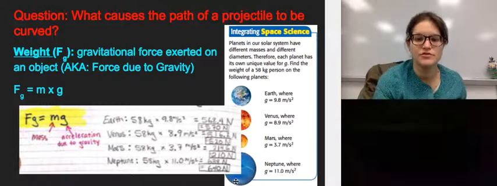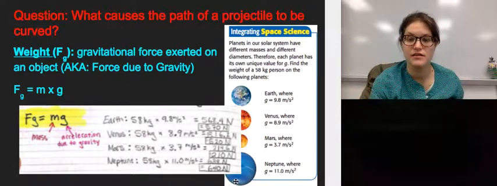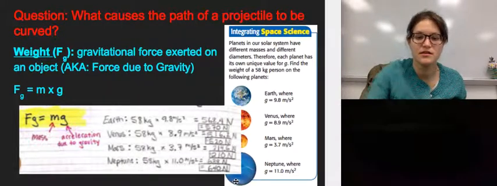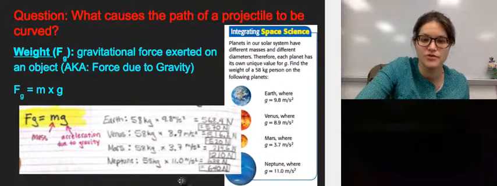So did your predictions work out? Did the one that you thought was going to have the biggest weight actually turn out to be the biggest weight? So Neptune should have been your choice for biggest weight, and Mars should have been your choice for smallest weight, which is what we found here.